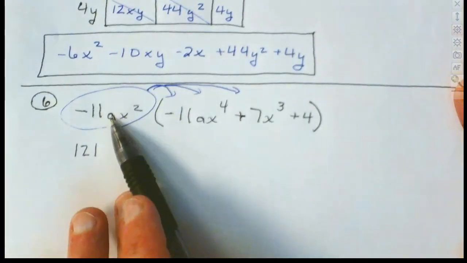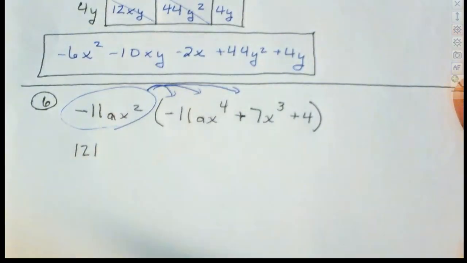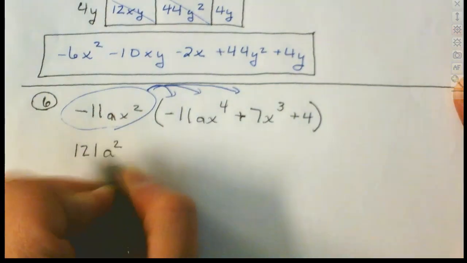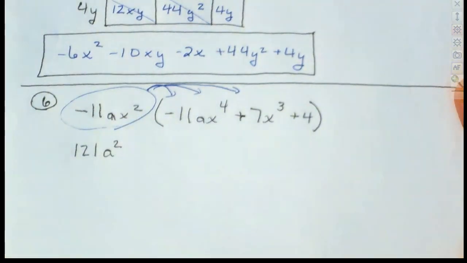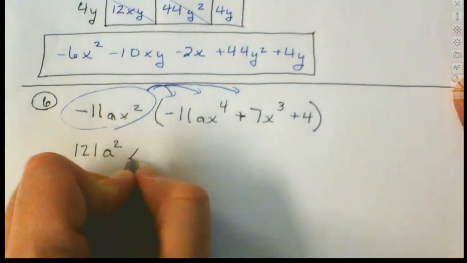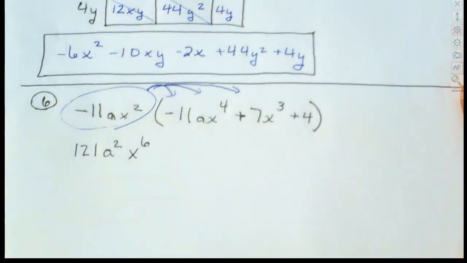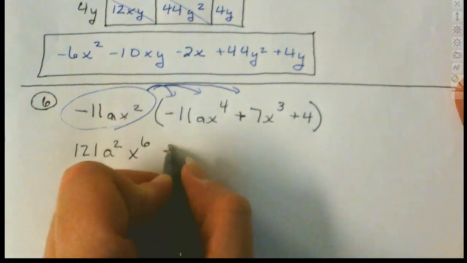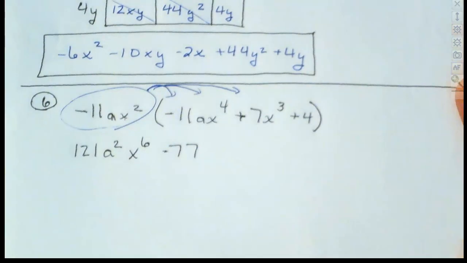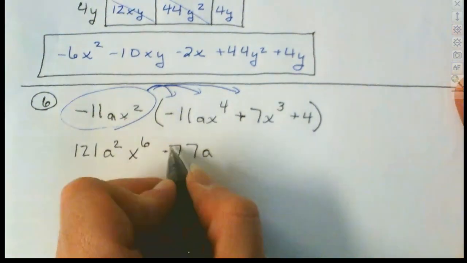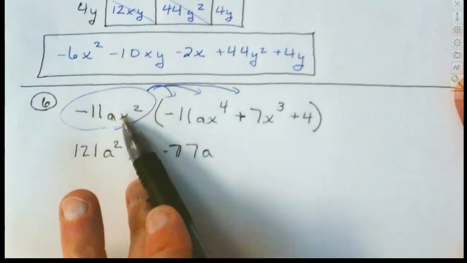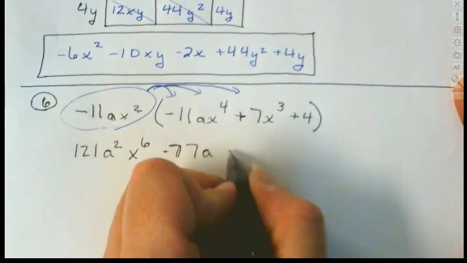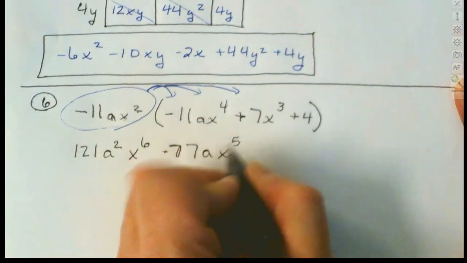How many A's do we have? We have an A and another A. That makes it an A squared. What about the X's? We have 2 and 4 more. Then makes it X to the 6th. Next one, we've got minus 77. We've got an A. And how many X's? We have 2. And 3 more makes it X to the 5th.